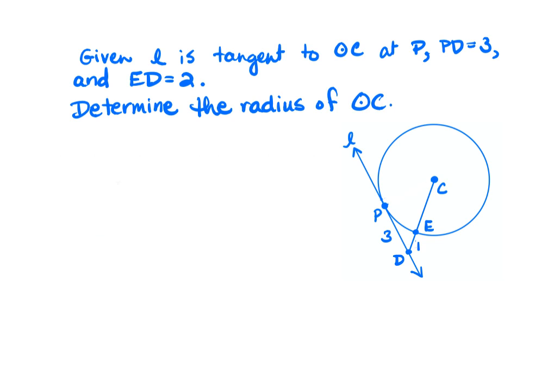Now, I'd like to use that information to solve this problem. We are given that L is tangent to circle C at P here. PD, the length of segment PD, is 3, and the length of segment ED, not 2, 1. So ED is 1. I want you to determine the radius of circle C. Press pause on your video. When you're ready for the answer, press play again.